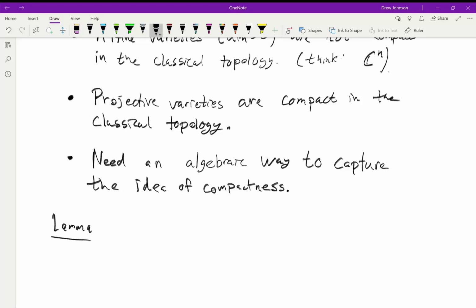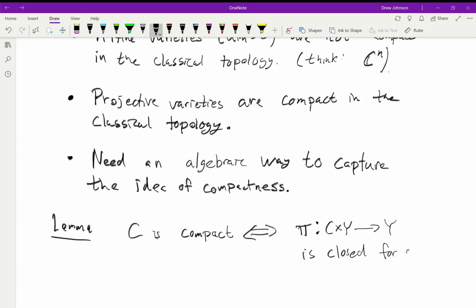All right, so here's the lemma. C is compact if and only if the map pi from C cross Y down to Y, just the projection onto the second factor, is a closed map for all topological spaces Y.